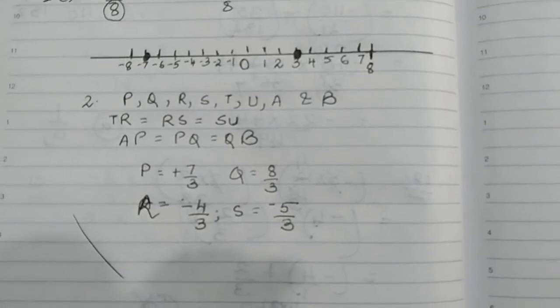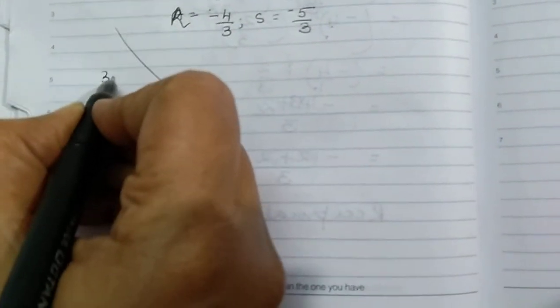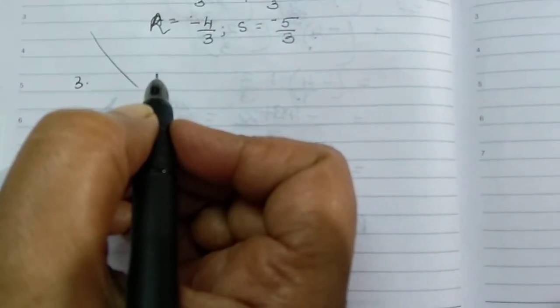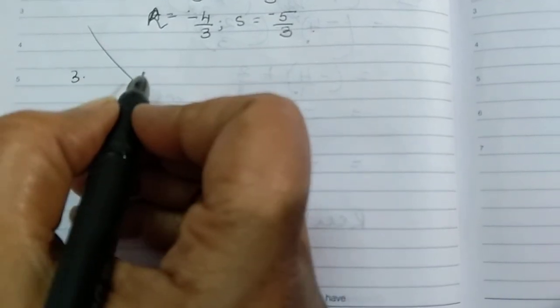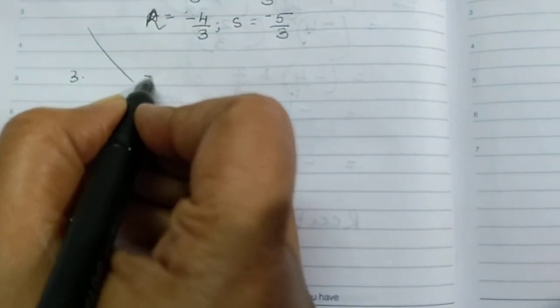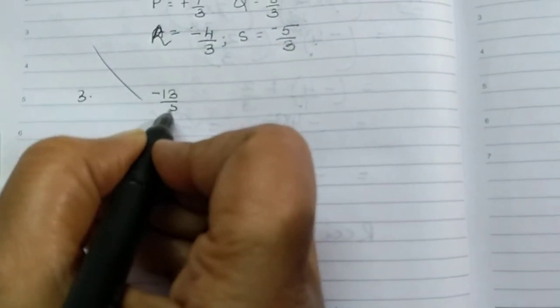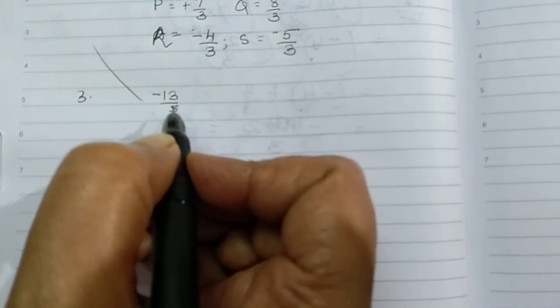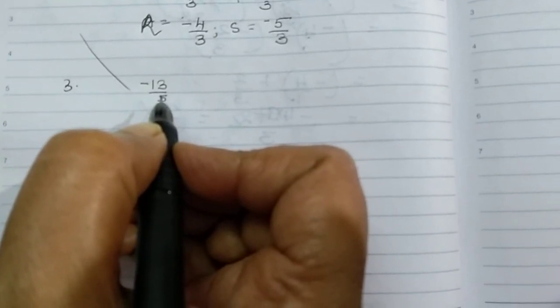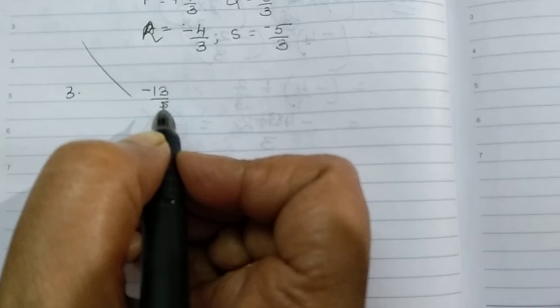are true or false. Now, question number 3, state whether the following statements are true or false. It is given, the number is given -13 by 5. They are asking you whether it lies to the right of 0 on the number line.